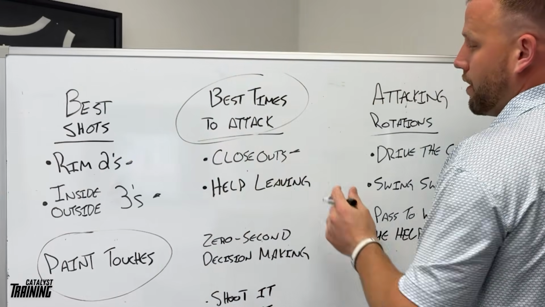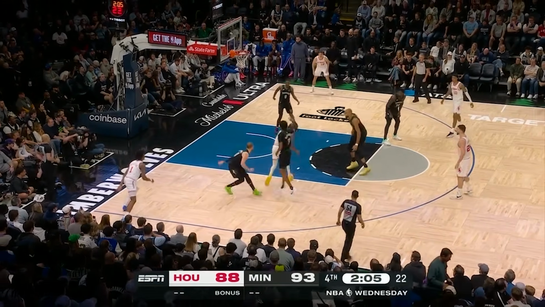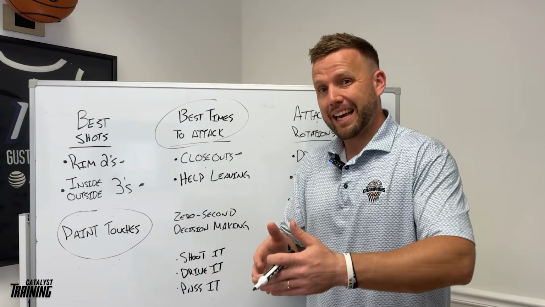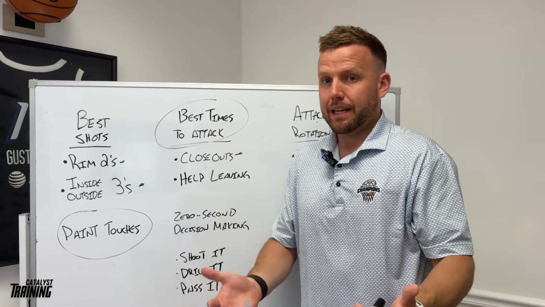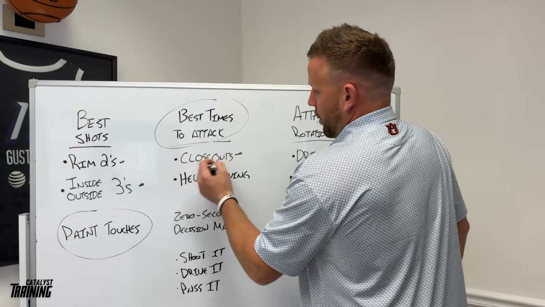First one is off of a closeout. If the defender is flying at you, we want to be able to attack that closeout. Their momentum is going away from the rim, so we want to be able to catch and get downhill immediately before they can get set up in what would be an ideal guarding stance for them. So the best time to attack is off of a closeout.